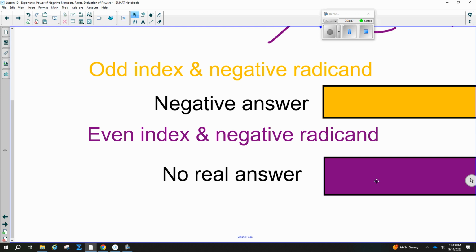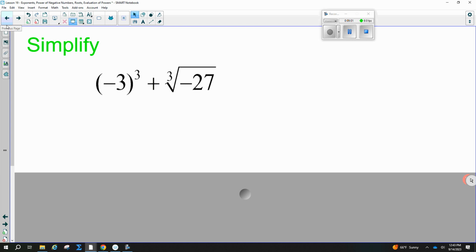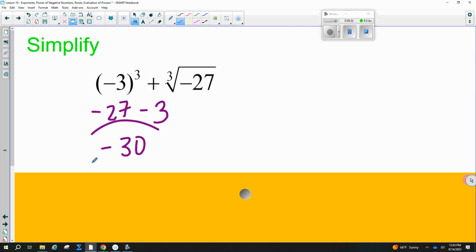Let's try this lovely problemo. Negative 3 cubed. Everyone, what's negative 3 times negative 3 times negative 3? Great job. All right, and now I'm doing the cube root of negative 27. What does that equal to? Negative 3. If you want to put plus a negative, you can, but I like to just put minus 3. All right, so this would be negative 30. Yep, let's try another one.